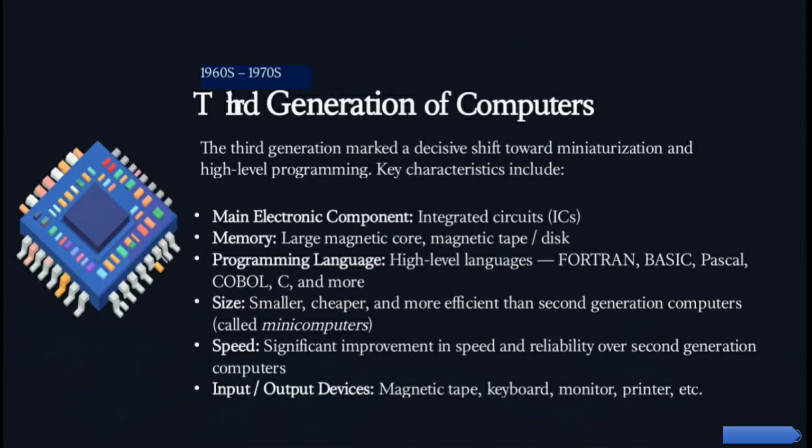Its most important development was the introduction of integrated circuits or ICs. Because of IC technology, computers became smaller, faster, cheaper, and more reliable. They also used magnetic core memory, magnetic tape, and magnetic disk, while programming became easier through high-level languages such as Fortran, BASIC, COBOL, Pascal, and C.